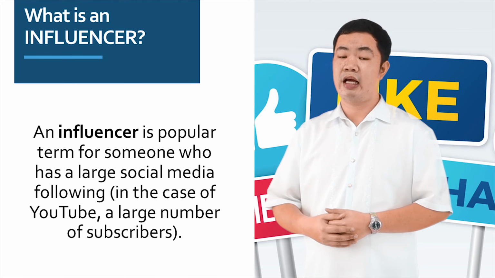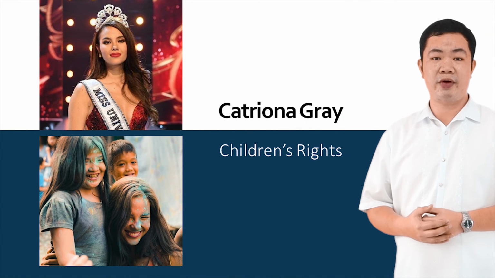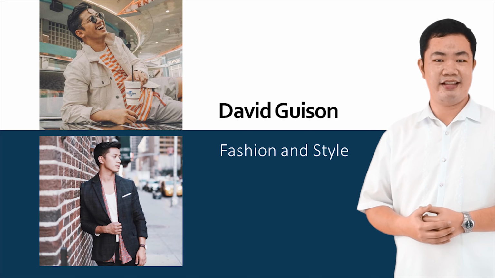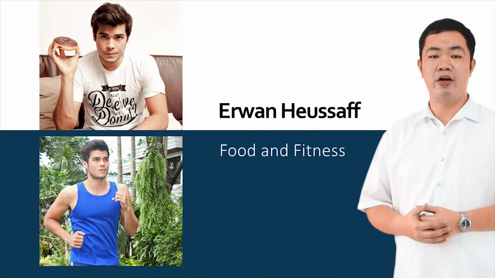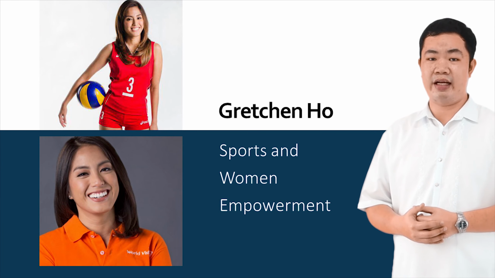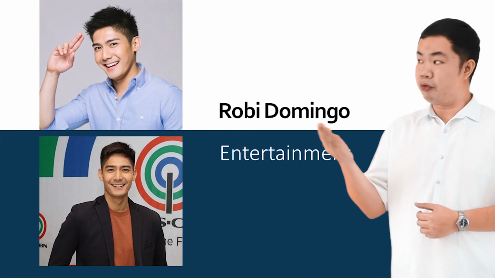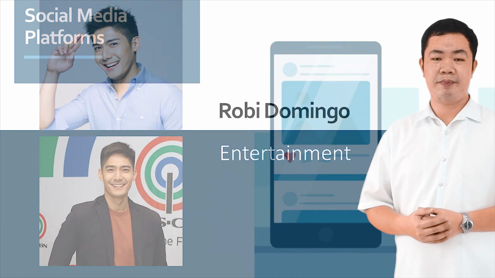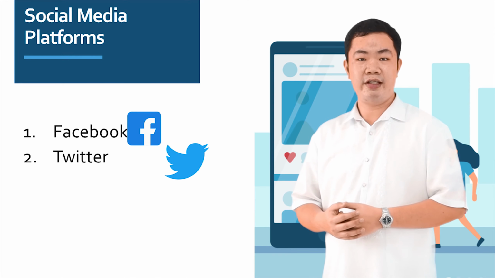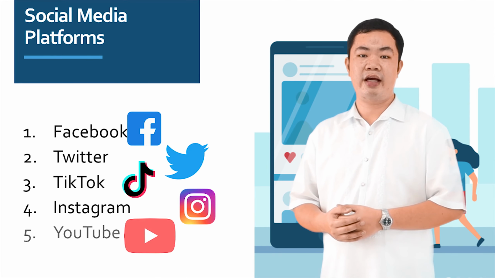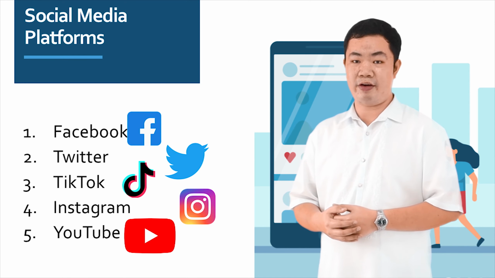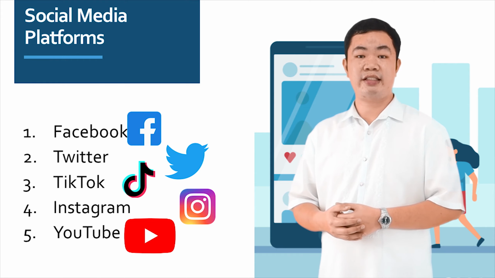For example, Catriona Gray on children's rights, David Guison on fashion and style, Erwan Yusuf on food and fitness, Gretchen Ho on sports and women empowerment, and Robbie Domingo on entertainment. These people use different social media platforms like Facebook, Twitter, TikTok, Instagram, and YouTube to entertain and inform us, and even for income generation, also known as monetization.